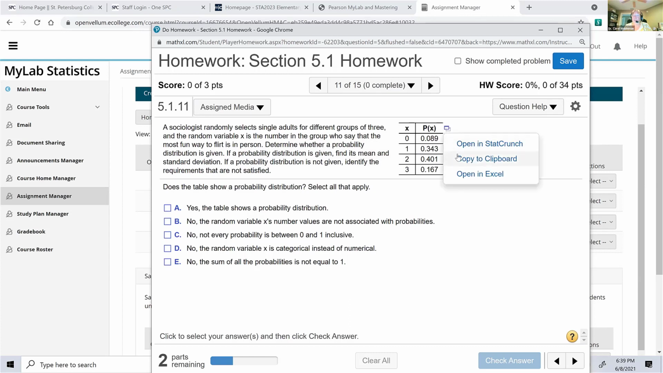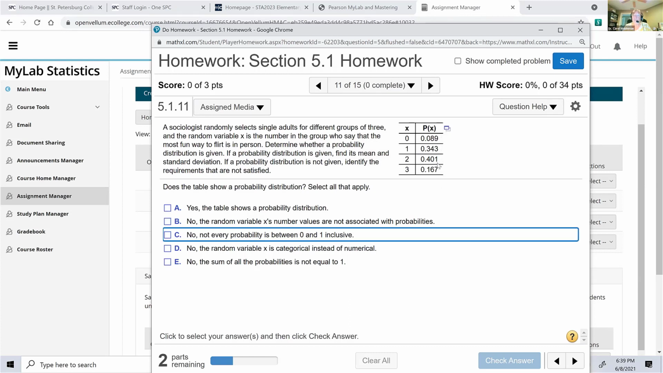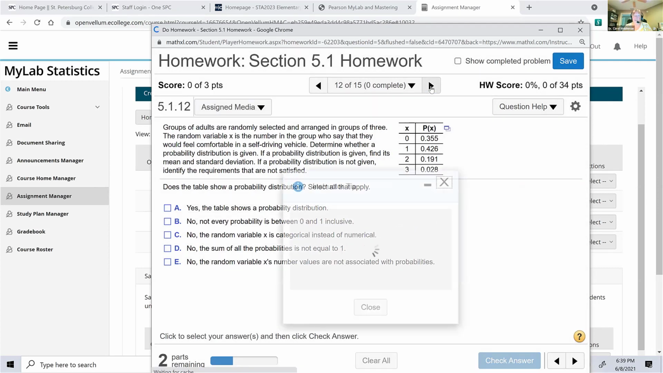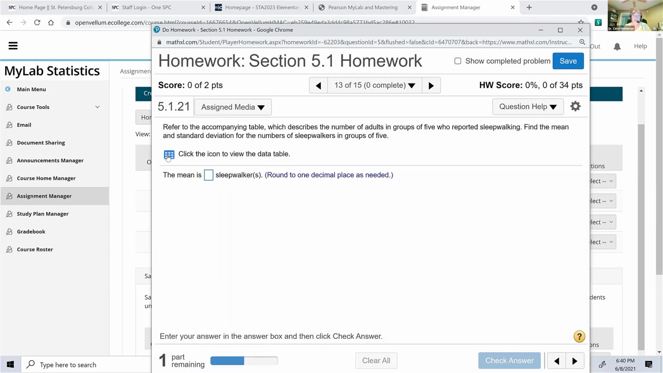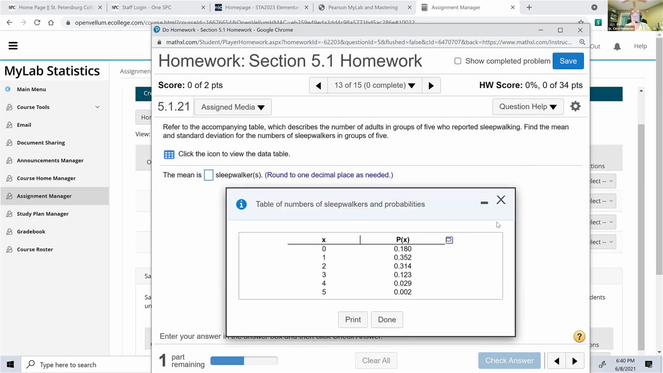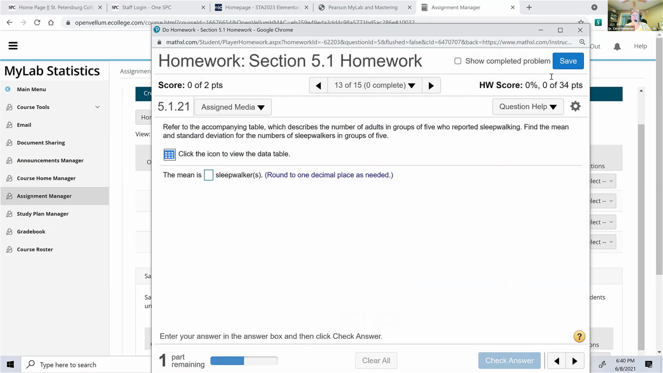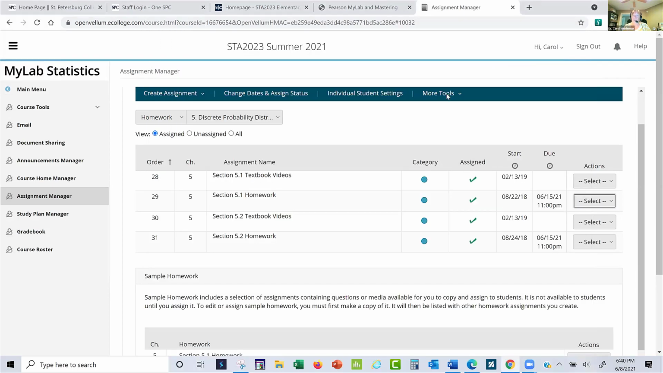Okay, so you click that, you can open it right in Statcrunch. But remember, the first thing you want to do is make sure it's really a probability distribution, and you answer that in the first part of the question each time. And then if it is, then you're going to go ahead and find the mean and the standard deviation. Okay, so you won't have to input those in yourself. And you only have 5 to do, so let's see, this one comes up this way. And again, the data is linked right there. Yeah, they're all linked for you. Makes your life easier.